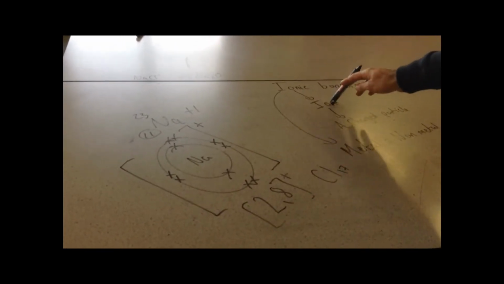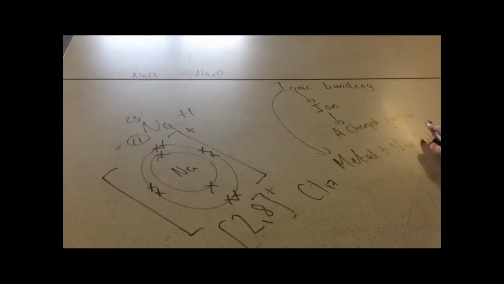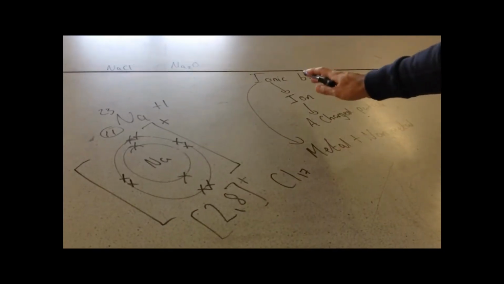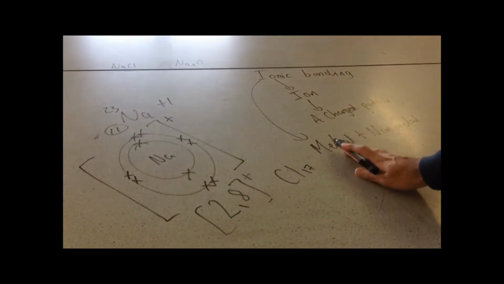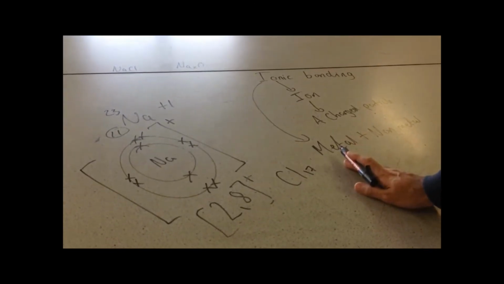Ionic bonding. This is the topic for today. So ionic bonding, we need to know what the word ion means. An ion is a charged particle. So it could be a positively charged particle, negatively charged particle. Okay? Now you need to know the definition for ionic bonding. It's when a metal and a non-metal give or take electrons.